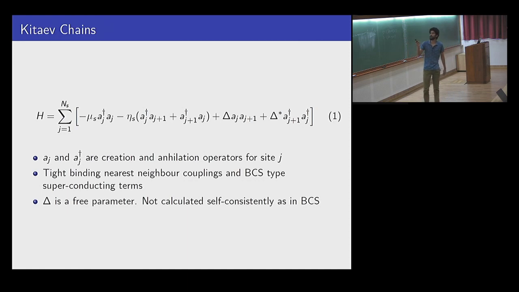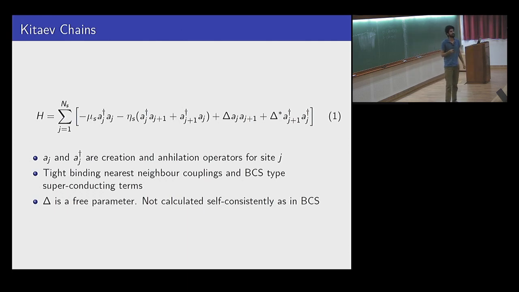This is the Hamiltonian of the Kitaev chain. a_j and a_j dagger are the creation and annihilation operators for site j. There are two kinds of terms: hopping terms of the form a dagger a, and superconducting BCS-type terms. This delta, the superconducting parameter, is a free parameter. It's not calculated self-consistently as in BCS.